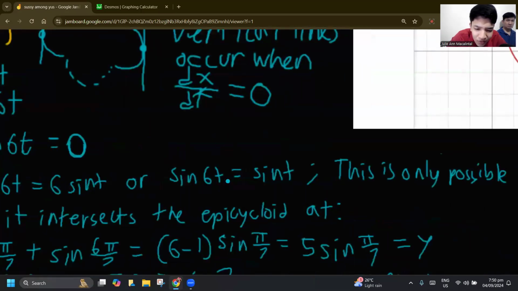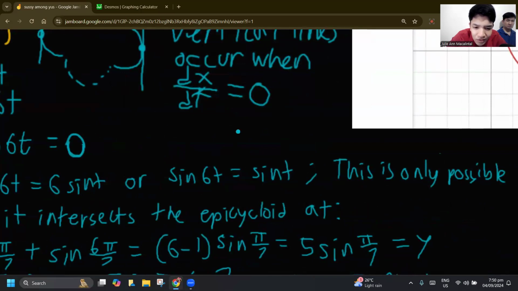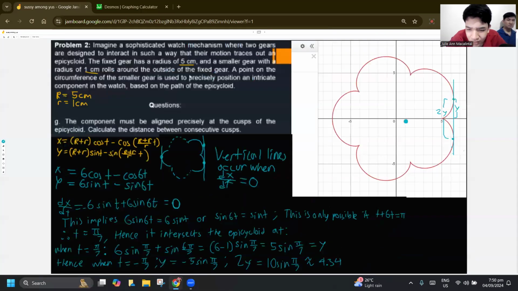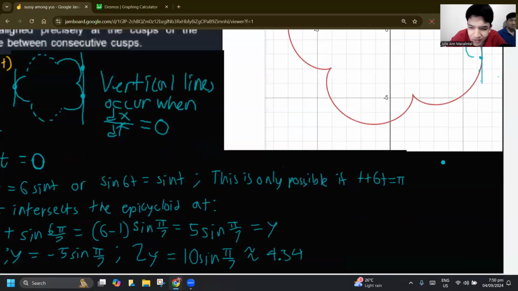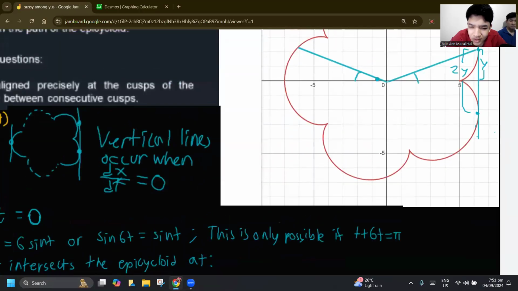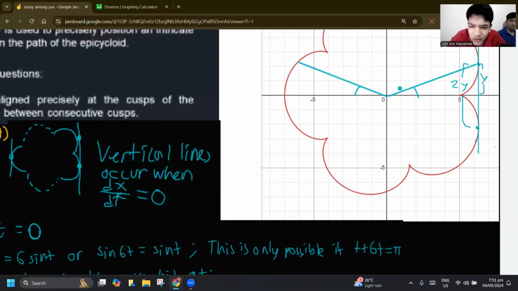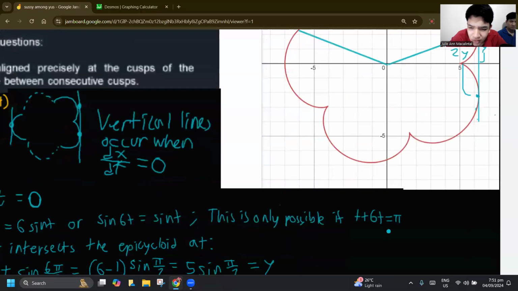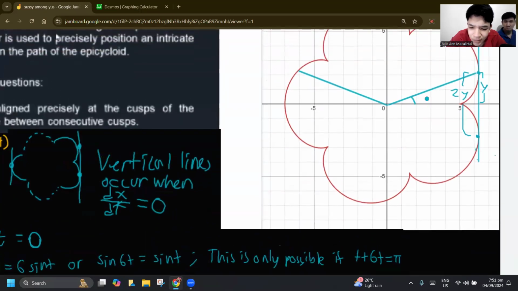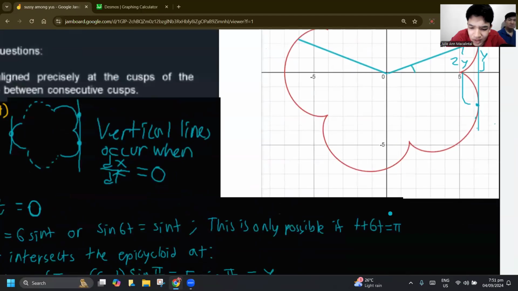What does this mean? At 60 and at t, they have the same value, but sine is the y value, so to speak. So let's say this is t and this is 60. They have the same y value indeed. What does that mean? I think it's pretty clear that this and this are supplementary. This is by inspection, but there are proofs. So t plus 60 is equal to pi, so we can say that t is just pi over 7, because t plus 60, 7t, is equal to pi.